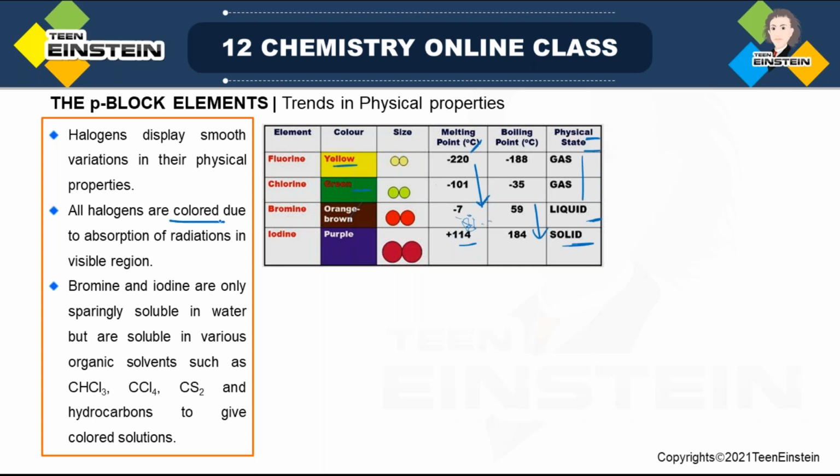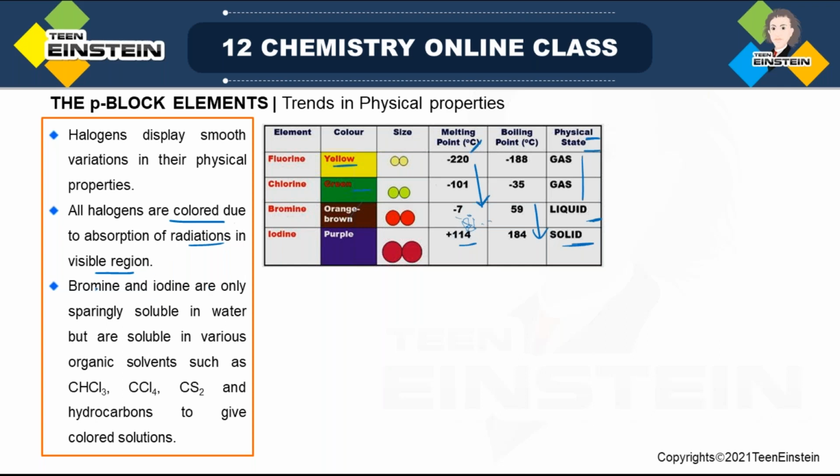All halogens are colored. Now we have not talked about color in other elements, that is the other groups. In some cases we have mentioned it, but here you can see all these four elements have a specific color, and it is because of absorption of radiation in the visible region. Because if it is in other regions, UV or IR, then we will not be able to see color. But in this case, all the wavelengths for absorption fall in the visible region.